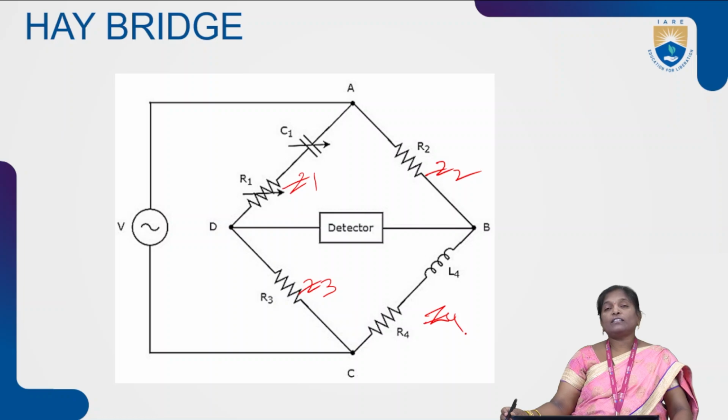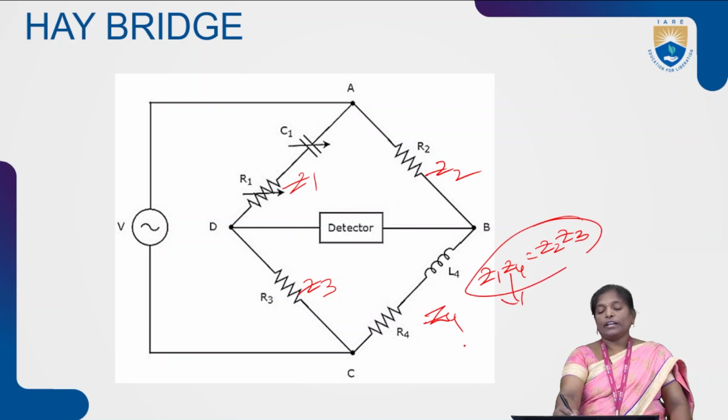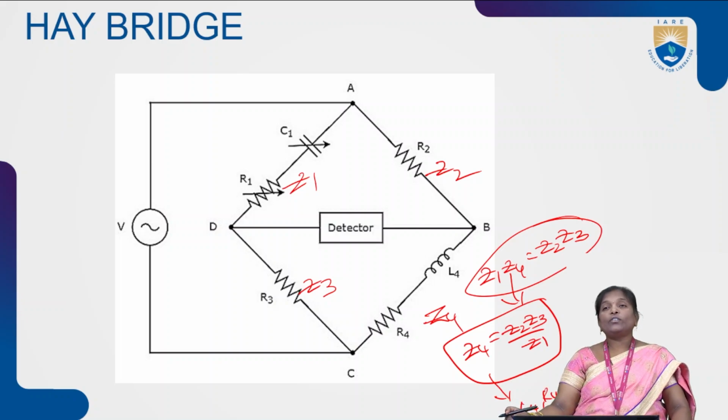After calculating impedance across each arm, finally we need to substitute all the impedances in the balanced bridge condition, that is Z1, Z4 equal to Z2, Z3. Finally, we can measure Z4 with the help of balanced bridge condition as Z4 equal to Z2, Z3 by Z1. So, Z4 consists of unknown inductance and unknown resistance. The unknown inductance and resistance can be measured with the help of balanced bridge condition.